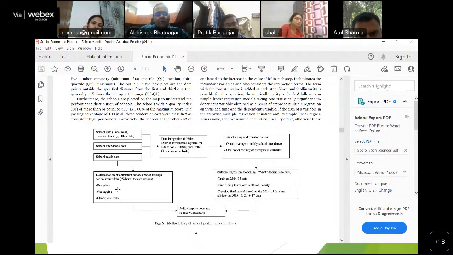So we used box plots, geotagging, and chi-square test to determine these schools. So this is where to take action and what action to take. And combined, we can give some policy implications and some measures to improve school performance. So another way to represent is this one. Here you include the methodology and what data you have used, how at a broad level you have done your analysis, and what data sources you have integrated.